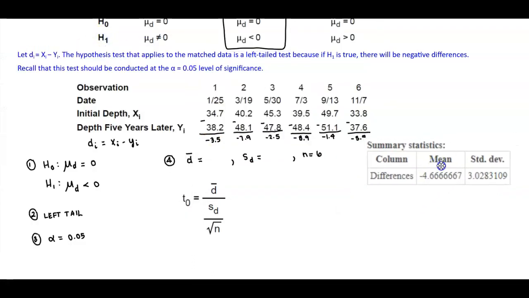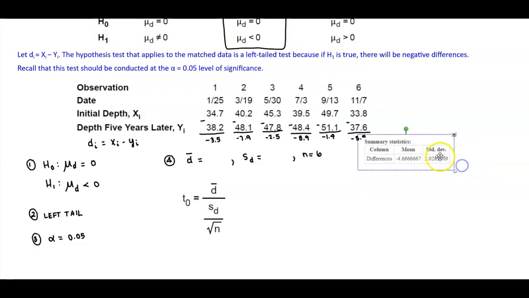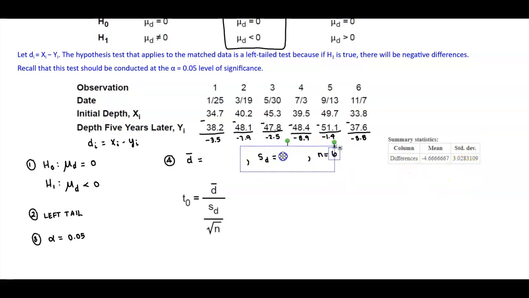Okay, so here we have our mean and our standard deviation. So let's go ahead and write out the mean completely with what we have, which is negative 4.666667. And then our standard deviation is 3.0283109. Okay, now let's go ahead and put this into our formula.